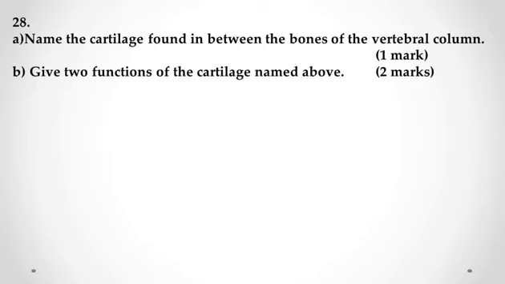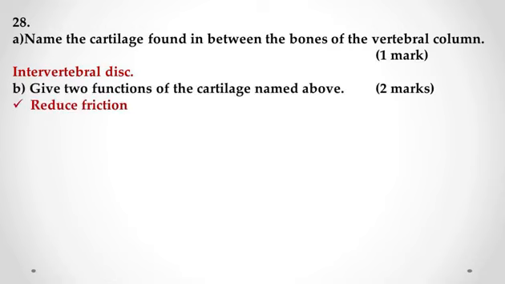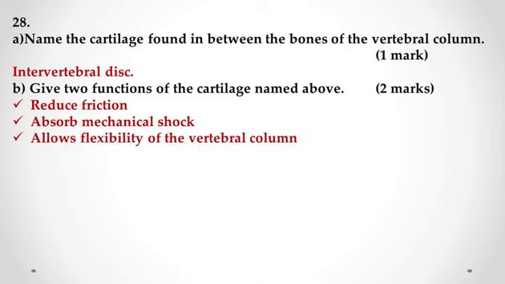Question 28. Name the cartilage found in between the bones of the vertebral column. And 28b. Give two functions of the cartilage named above. The cartilage found in between the bones of the vertebral column is called the intervertebral disc, and it has various functions. Among these functions is that it reduces friction. Another function is that it absorbs mechanical shock. And apart from absorbing mechanical shock, it allows flexibility of the vertebral column.